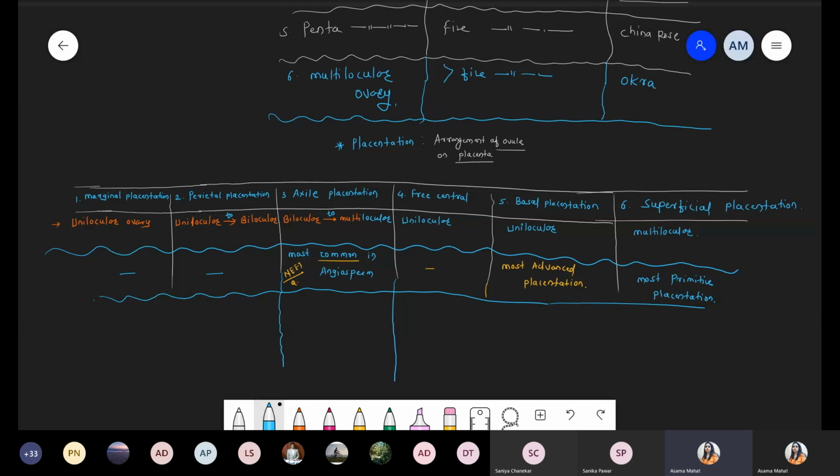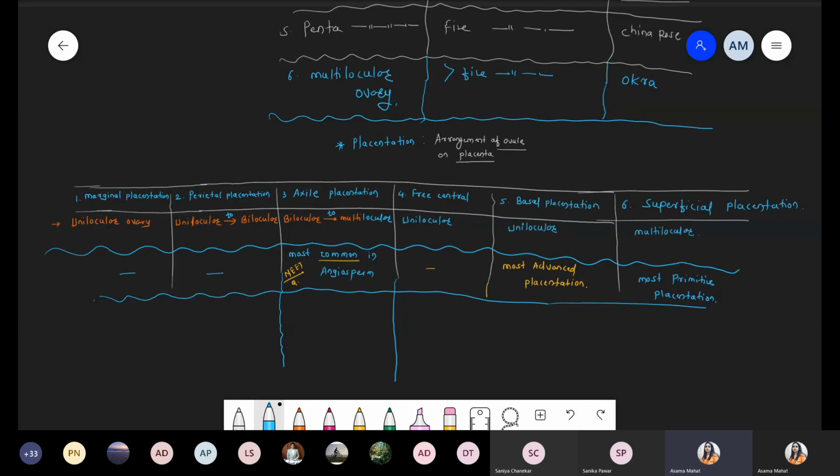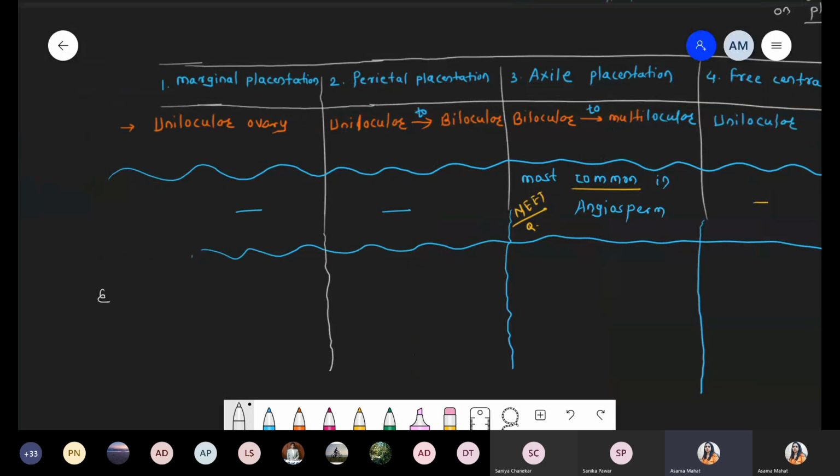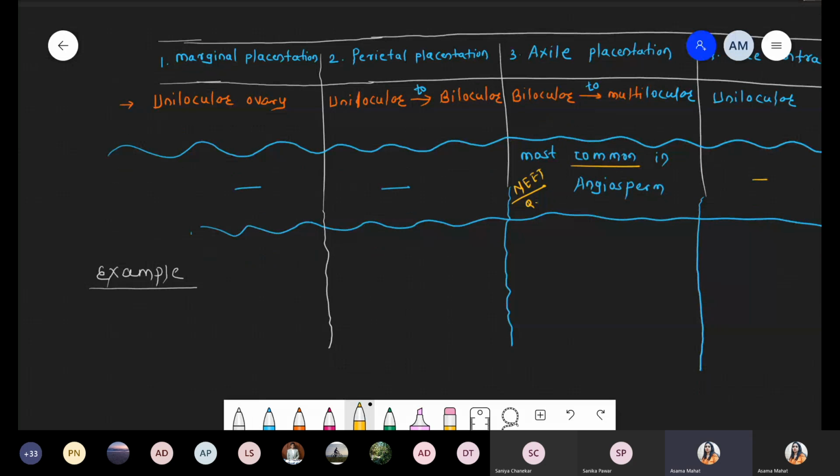Okay, Rishikesh. Quickly, last point, we have to write down the examples, and next class we'll check the diagrammatic representation. So next part we are talking about is examples for marginal placentation. These are very common in the Fabaceae family, and in the Fabaceae family, two examples are very common, that is pea plant and beans. So under marginal, the examples are pea and beans.